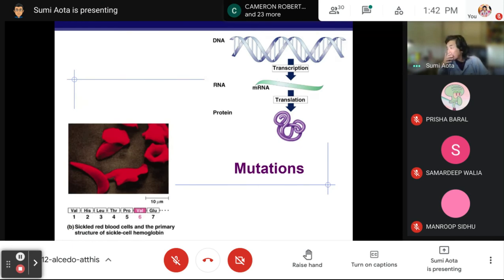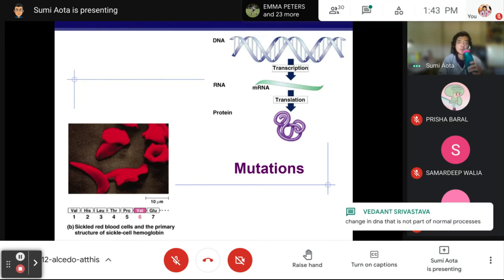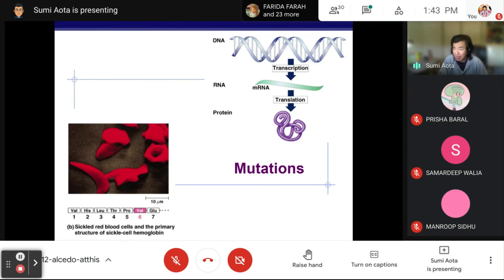Okay. So what's a mutation? What is the definition of a mutation? Okay. It's even simpler than that. It's a change in genetic sequence. Okay.